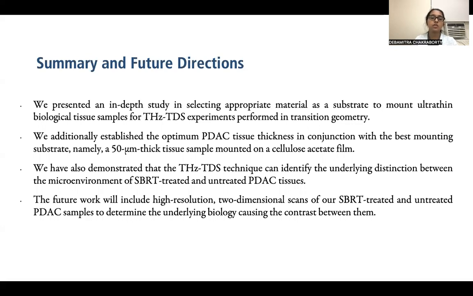And we also demonstrated that terahertz time domain spectroscopy can identify the underlying distinction between the microenvironment of SBRT treated and untreated PDAC tissues. Our future work will include high resolution 2-dimensional scans of the SBRT treated and untreated PDAC samples to determine the underlying biology causing the contrast between them.